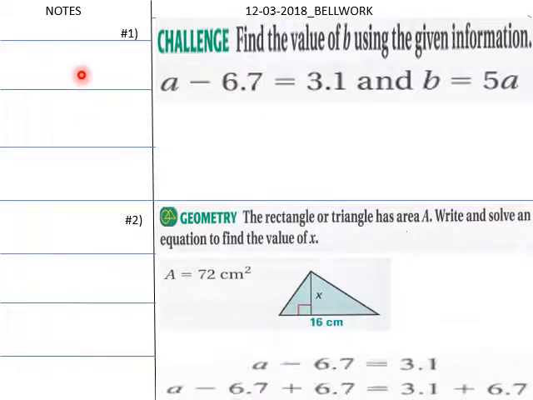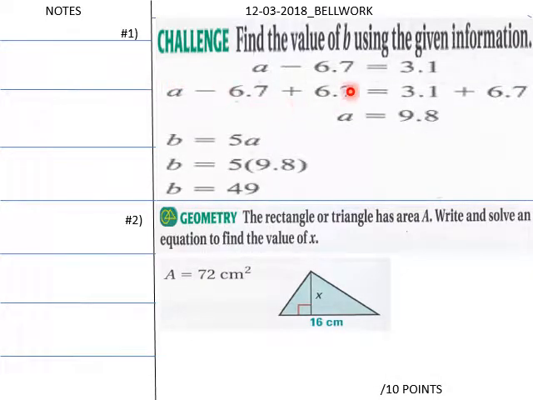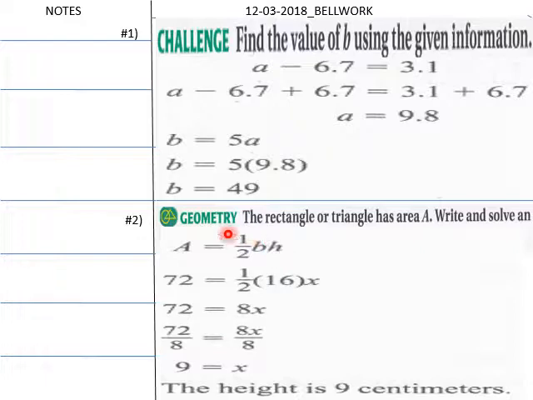Okay, welcome back. Find a value of b using the given information. B equals 49 for that. And then down here is your formula for finding the area of a triangle. Plug in the values you have, and then the height would be 9 meters, solving for h in this.